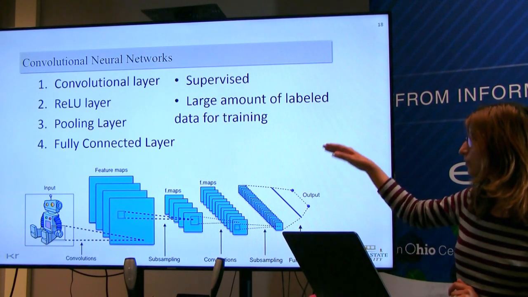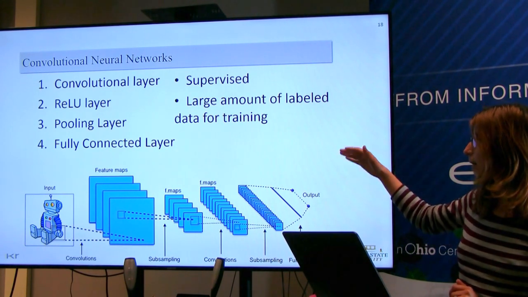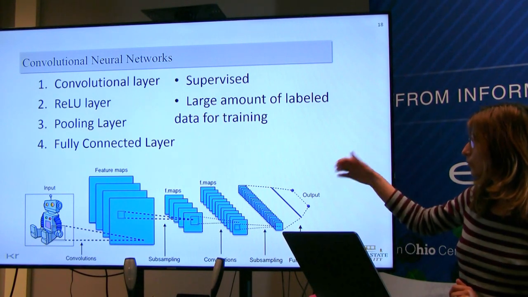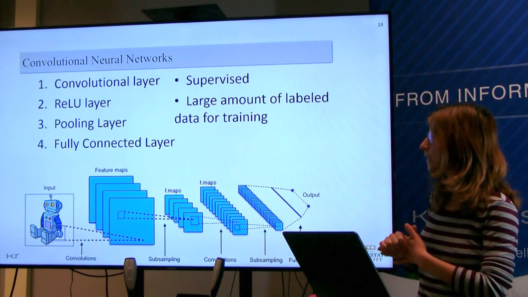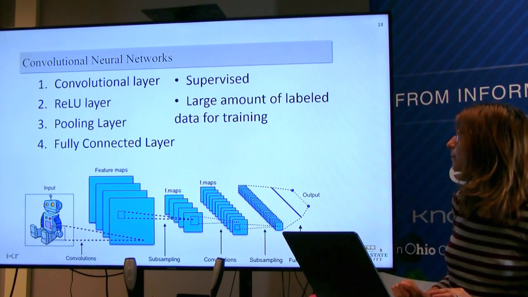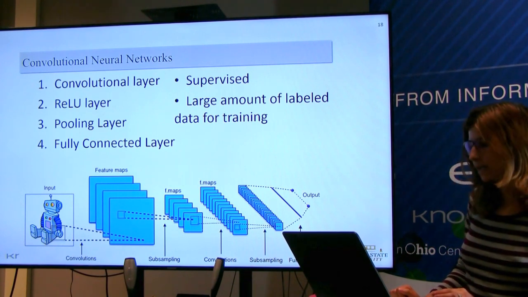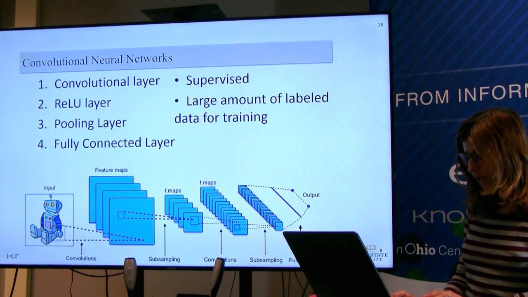Again, after the fully connected layer, we have our labels to map whatever the neural network has learned as features to the labels. It is supervised, and it needs a large amount of labeled data for training.